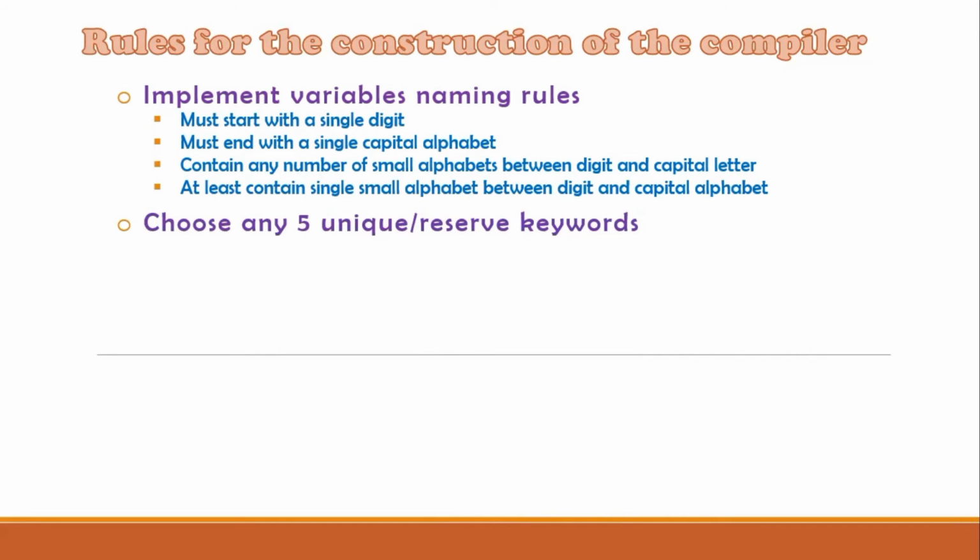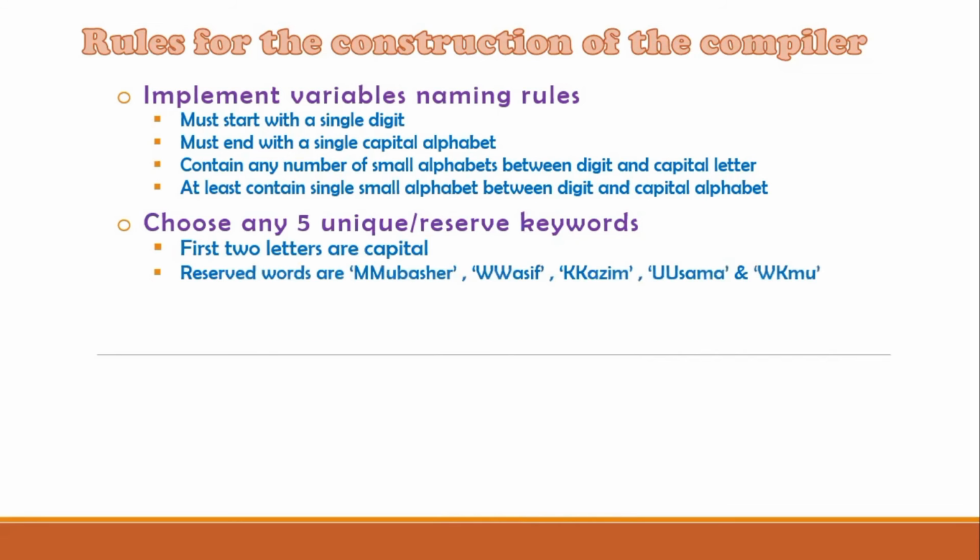And the second rule that we are following in this compiler construction is the use of unique or reserved keywords. Now, what are these reserved keywords? Regarding that, we have fixed a rule that those reserved words must start with two capital letters. It means that the first two letters will be capital. Now, what are the keywords that we are going to use in our compiler? These are the keywords or reserved words.